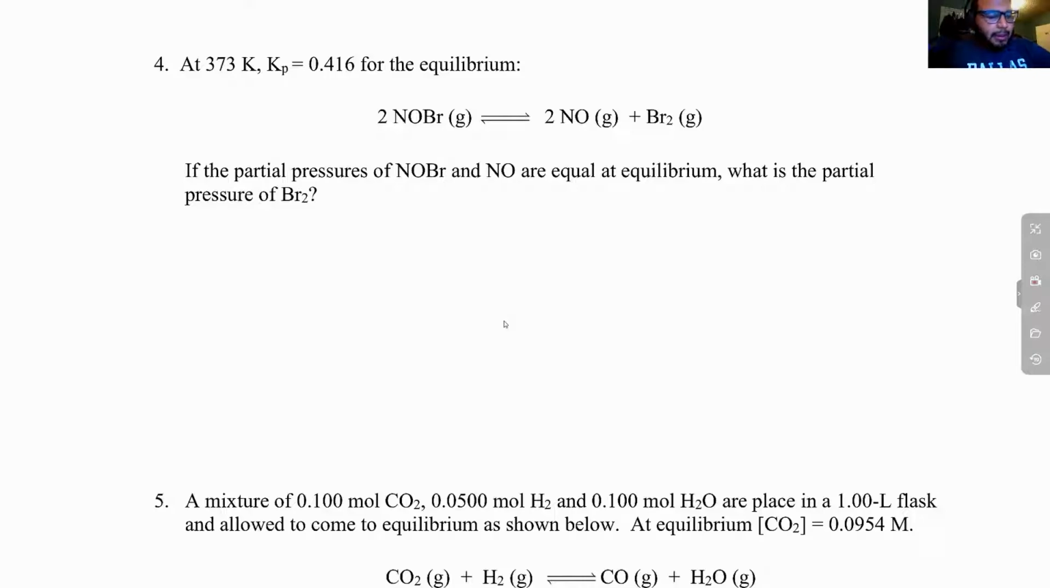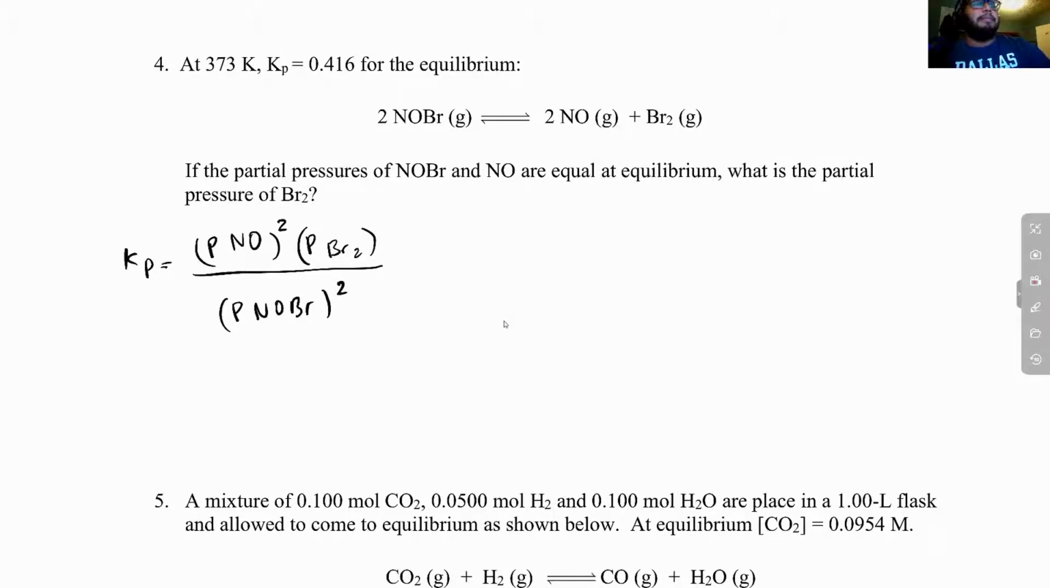So let's do that. Our Kp is equal to the partial pressure of NO to the second power, the partial pressure of Br2, all over the partial pressure of NOBr squared.